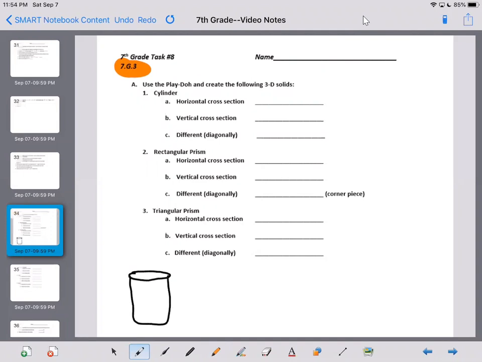Notice what we're talking about, a cylinder. So what would happen if we slice it horizontally? What you're thinking about is when you slice that left to right with the cylinder standing upright, what do you see if you took the top off of it? Well, you should see a circle.